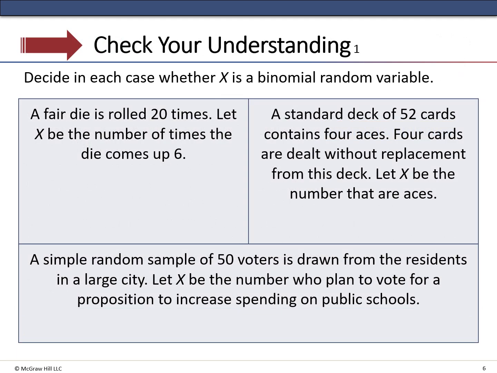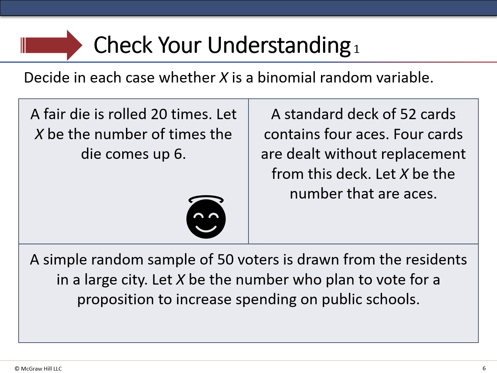So let's try some more of these. Decide in each case whether x is a binomial random variable. A fair die is rolled 20 times. Let x be the number of times the die comes up 6. This is indeed a binomial random variable, okay? Because we have a specific outcome that has the same probability each time that we're rolling the die. And notice it says a fair die.